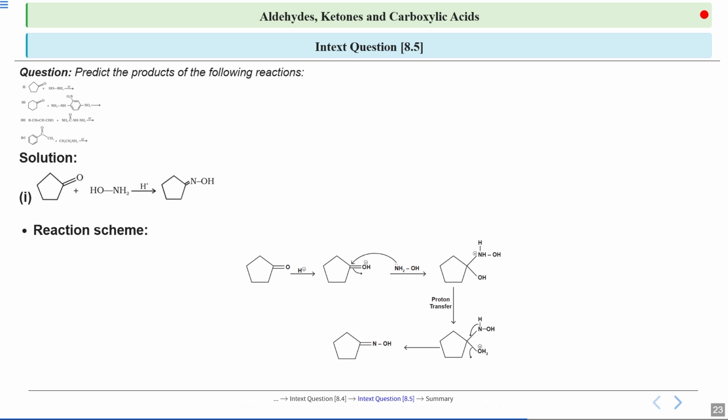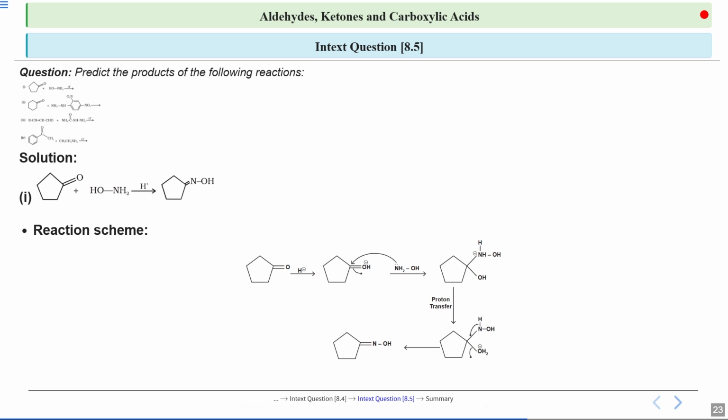So now this OH becomes OH2 positive. If you carefully look, this OH has become OH2 positive, which is a better leaving group. So what will happen? This OH2 will leave from here, and the lone pair of nitrogen will form a double bond between carbon and nitrogen. So this will be C double bond N, and now the nitrogen has a positive charge.